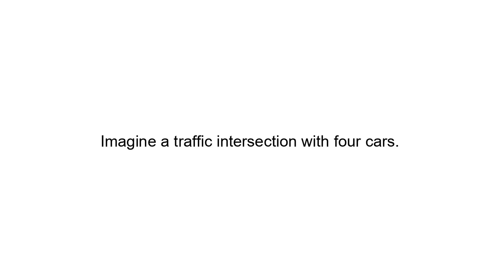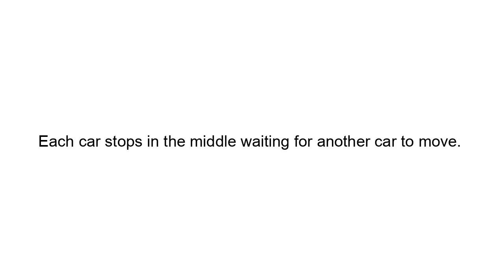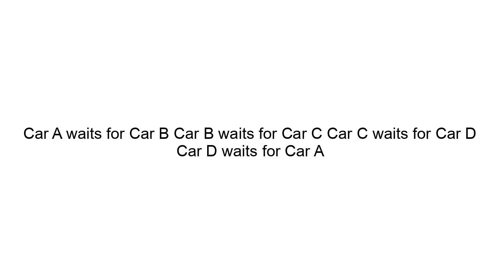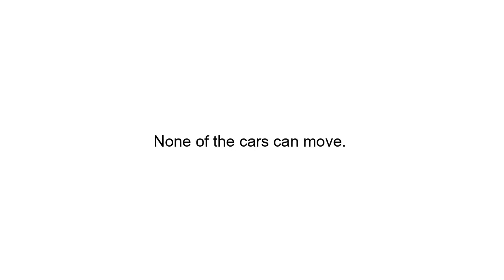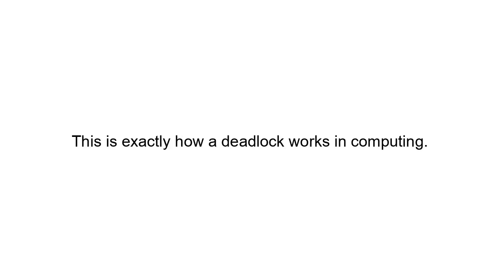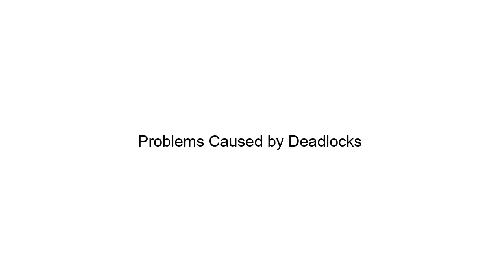Real-life analogy. Imagine a traffic intersection with 4 cars. Each car stops in the middle waiting for another car to move. Example. Car A waits for car B. Car B waits for car C. Car C waits for car D. Car D waits for car A. None of the cars can move. Traffic is completely stuck. This is exactly how a deadlock works in computing.